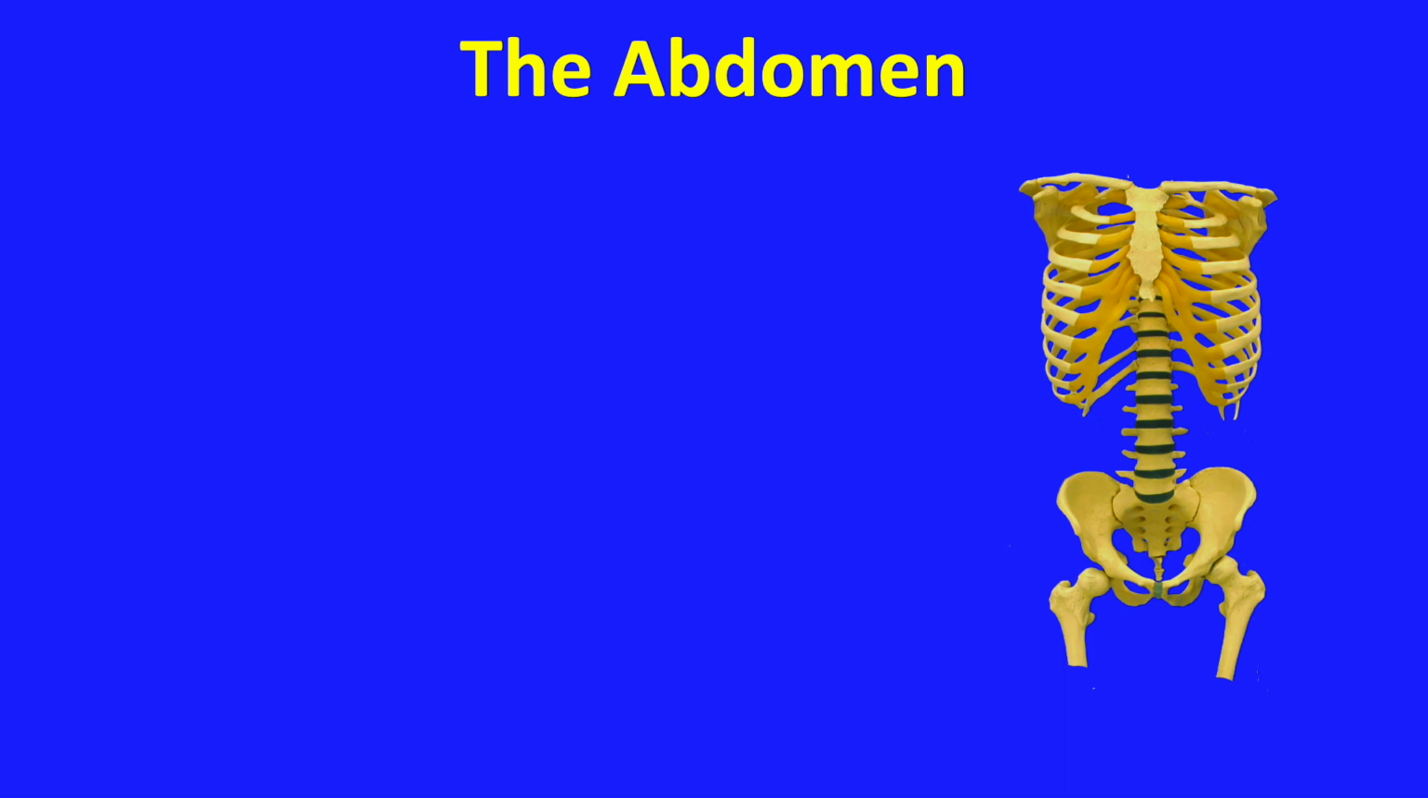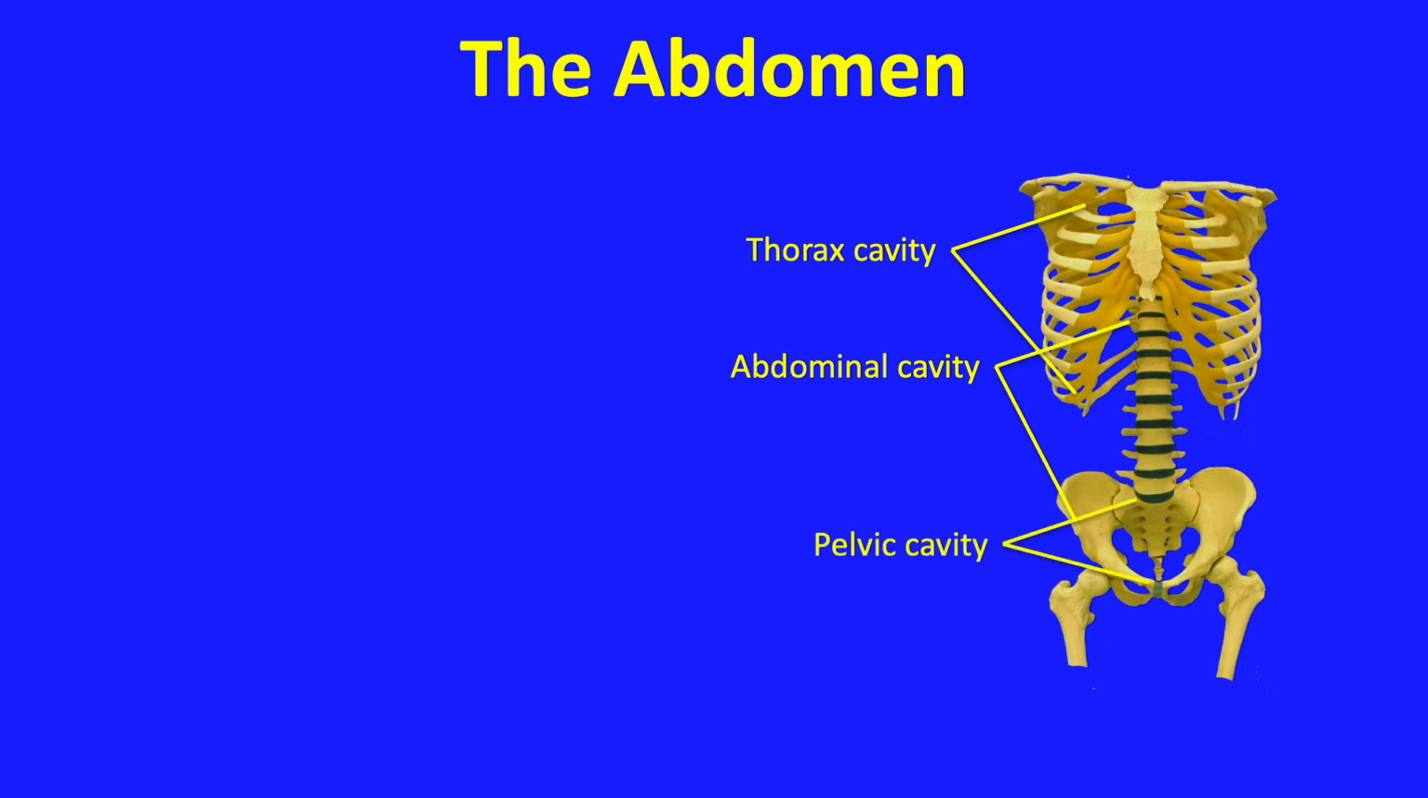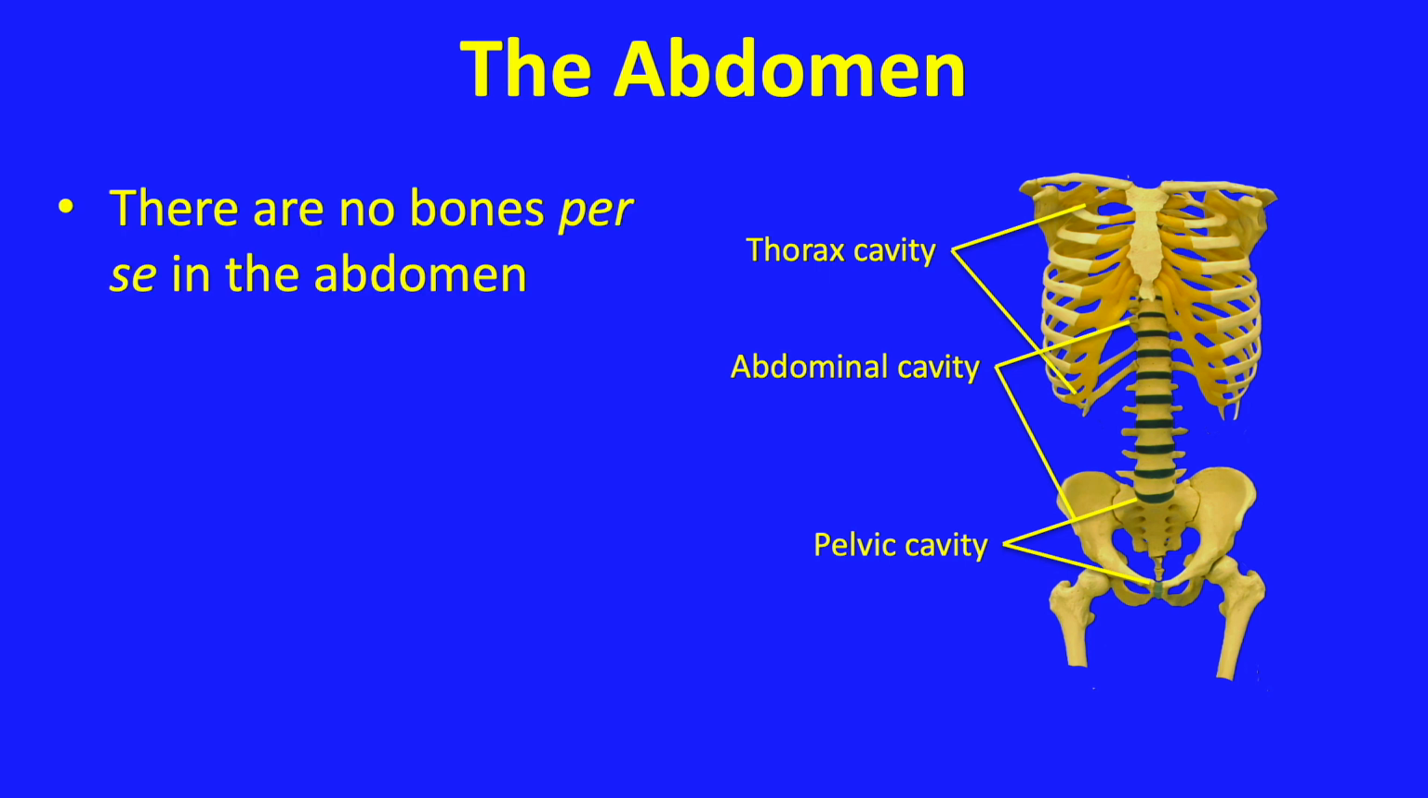I mentioned in the previous slide the relative position of the abdominal cavity, that it lies below the thoracic cavity and above the pelvic cavity. Here we see a partial skeleton and we can easily identify the thoracic cavity above the abdominal cavity, the latter which is superior to the pelvic cavity. Note that there are no bones per se in the abdomen, although we will need to learn bones that are of clinical relevance to the abdomen.